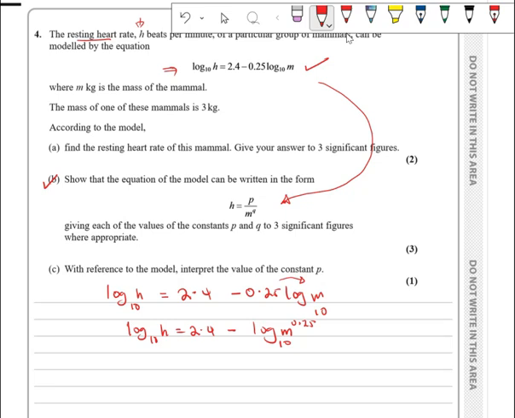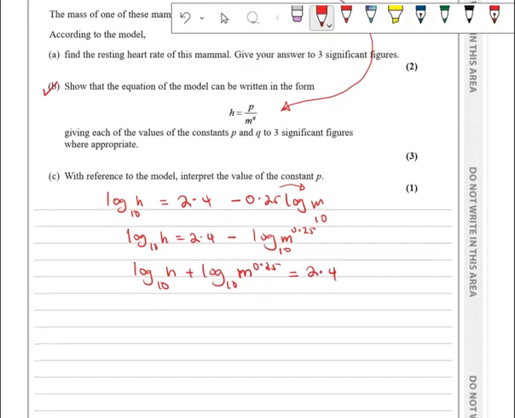Now collect terms, move the logs on the same side. So log base 10 of h plus log base 10 of m to the power of 0.25 is equal to 2.4. When you're adding logs, you multiply. So you have h multiplied by m to the power of 0.25, and this equals 2.4. Turn it into exponent, so it's going to be 10 to the power of 2.4 is equal to m to the power of 0.25 times h.